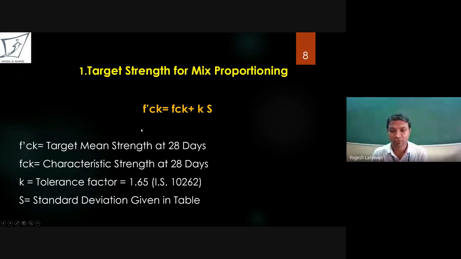Now let us consider that we are doing the design for M30 grade of concrete. So here F'ck is equal to 30 plus 1.65 into the standard deviation value. We will see the standard deviation value for M30 grade of concrete in the upcoming slide.